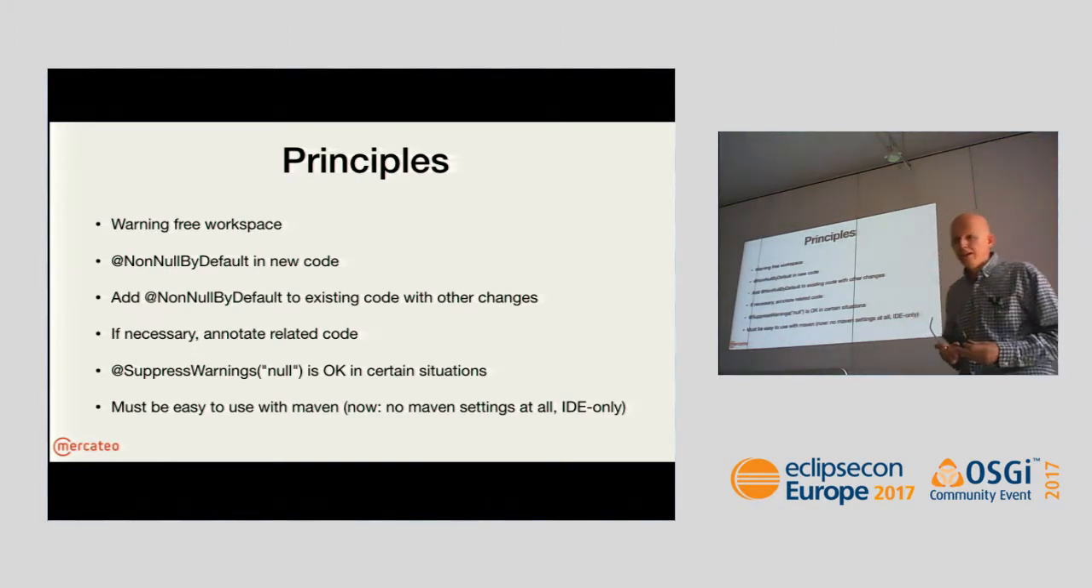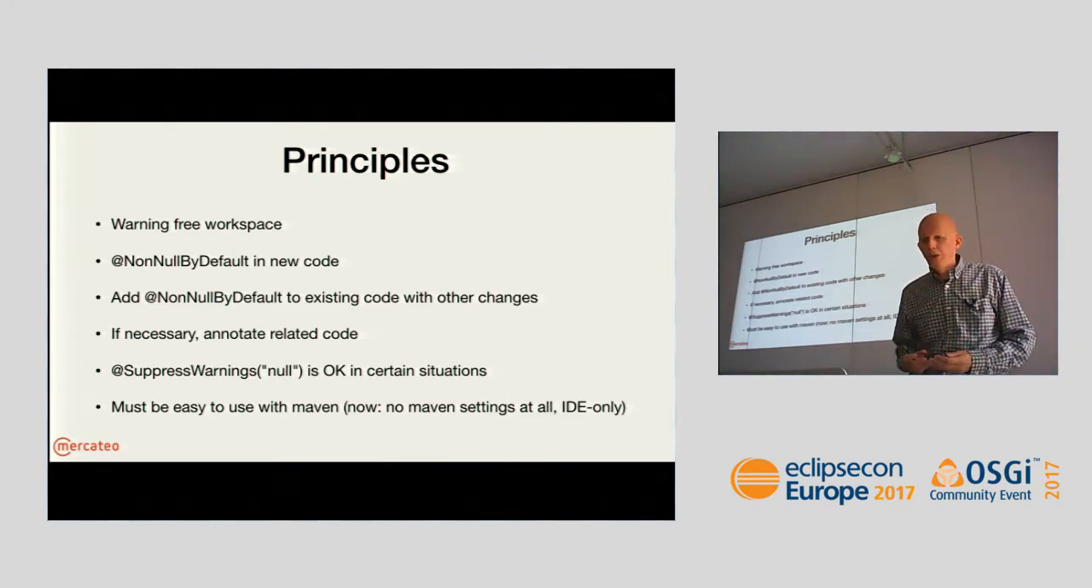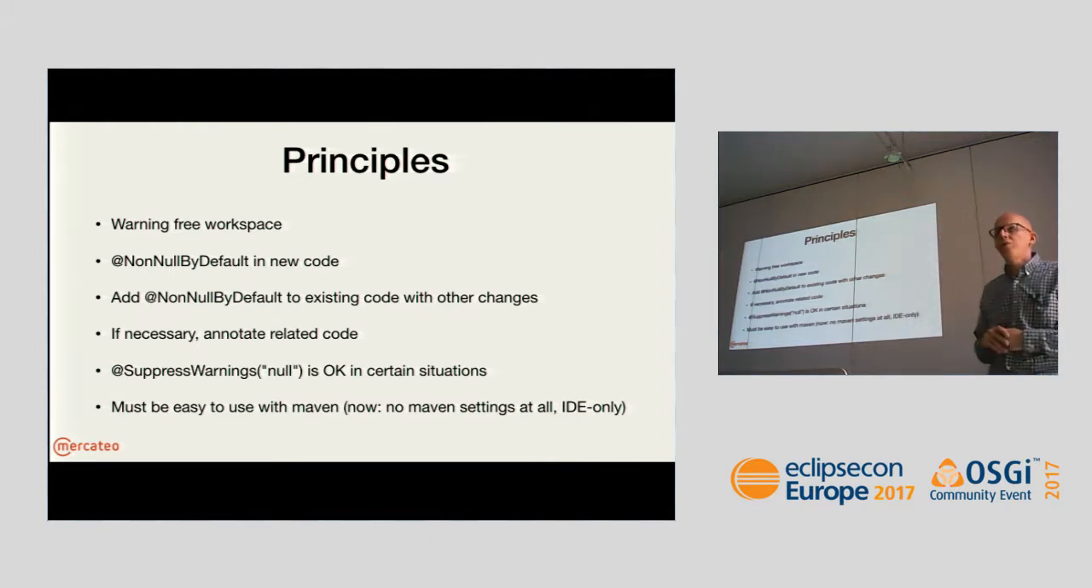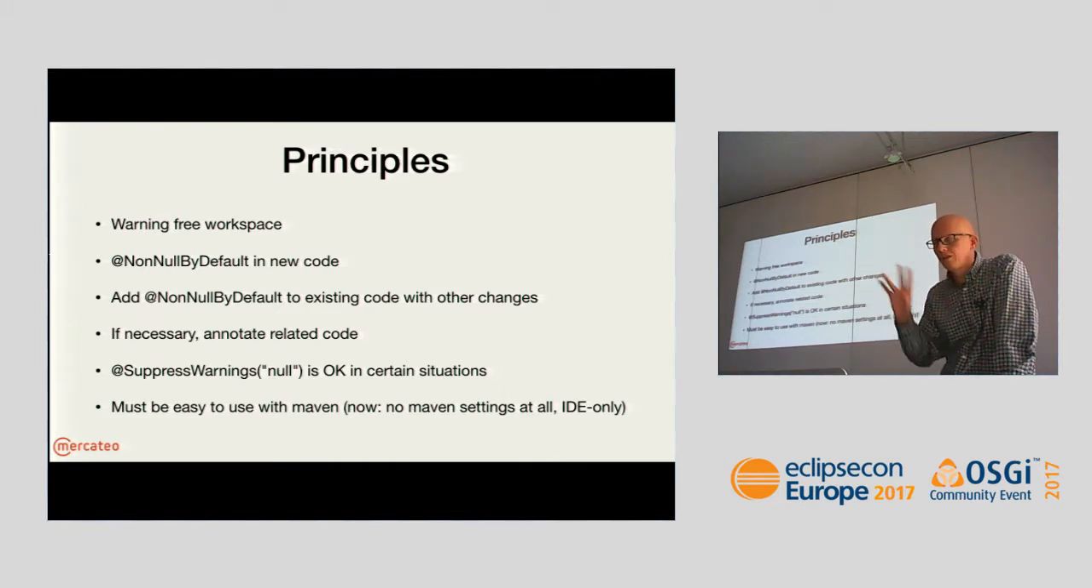We always add non-null by default in new code. We add, like I said, non-null by default to other code only when we work on it because of some other changes. And like I also already said, we annotate related code. We always try to annotate the whole class, but sometimes you only annotate some methods.